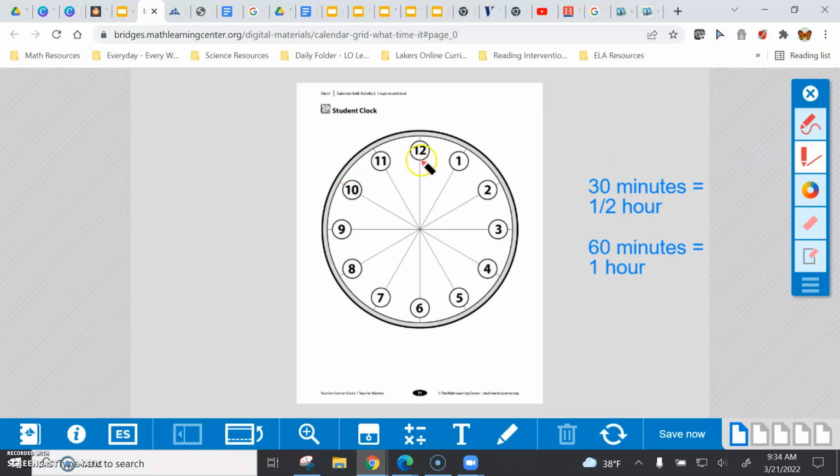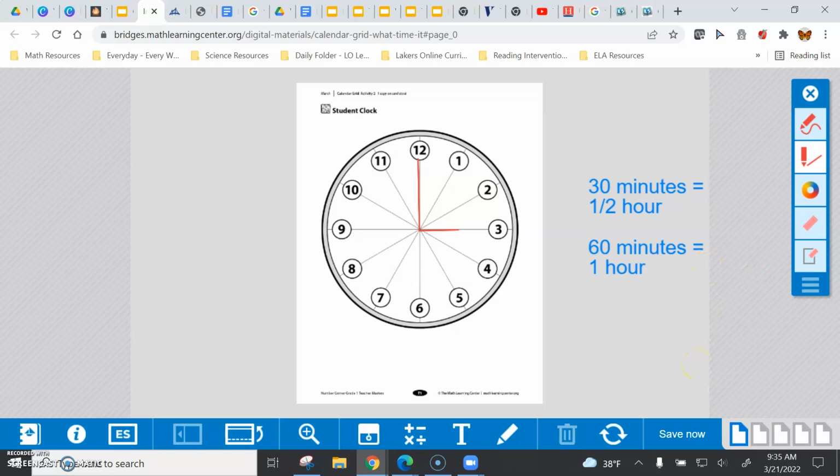I'm going to show you a time on the clock. I am going to put the time 3 o'clock on the screen. So again, in order to actually show 3 o'clock, the big hand is on the 12, and the little hand, which is not the same size as the big hand, is pointing towards the 3. This is 3 o'clock.